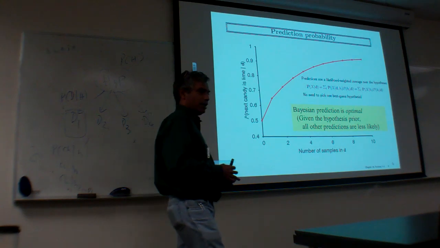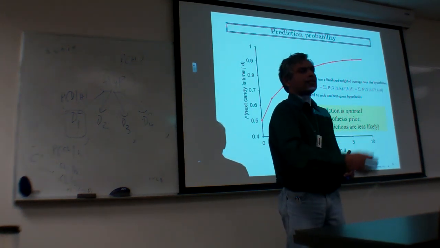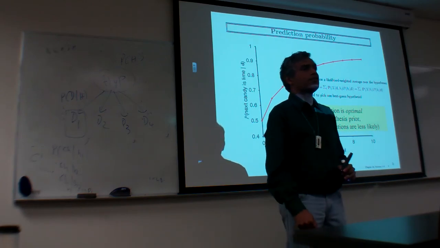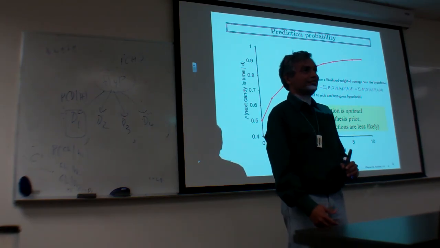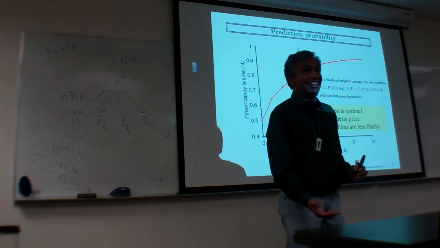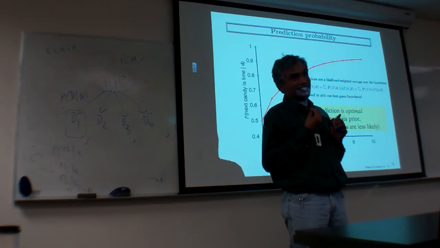Here is a coin I'm about to toss. I toss heads. Tossed heads. Tossed heads. Next one, what is it going to be? Why did you say heads? Why didn't you say tails? Because you have a model. You had a prior on the hypothesis.